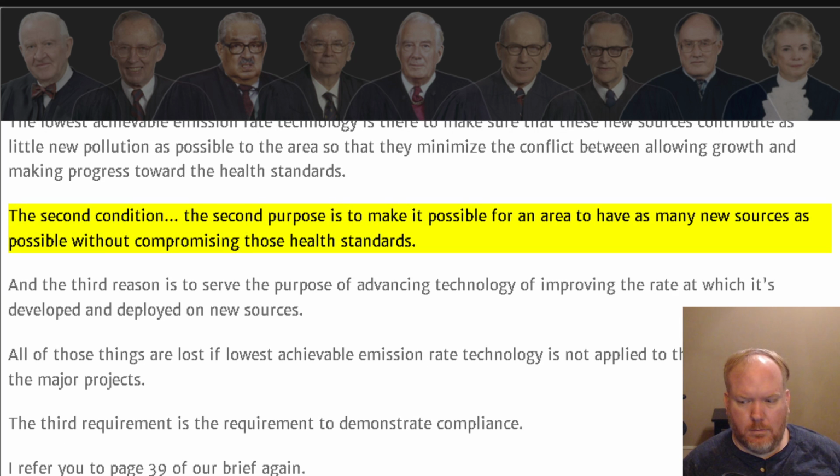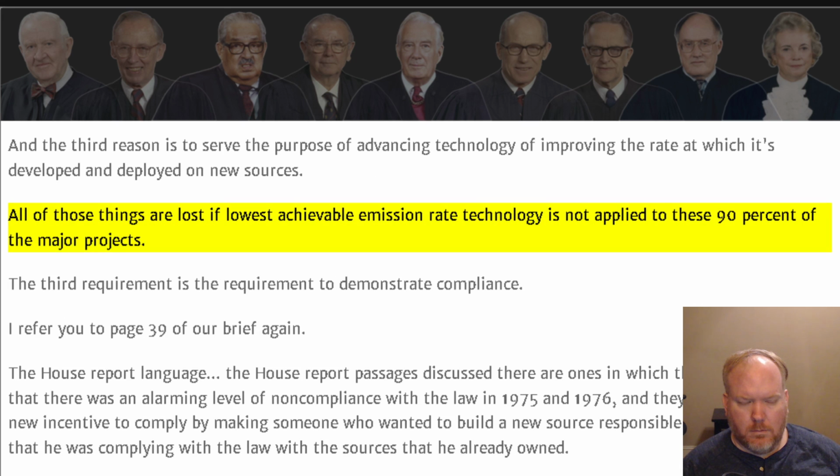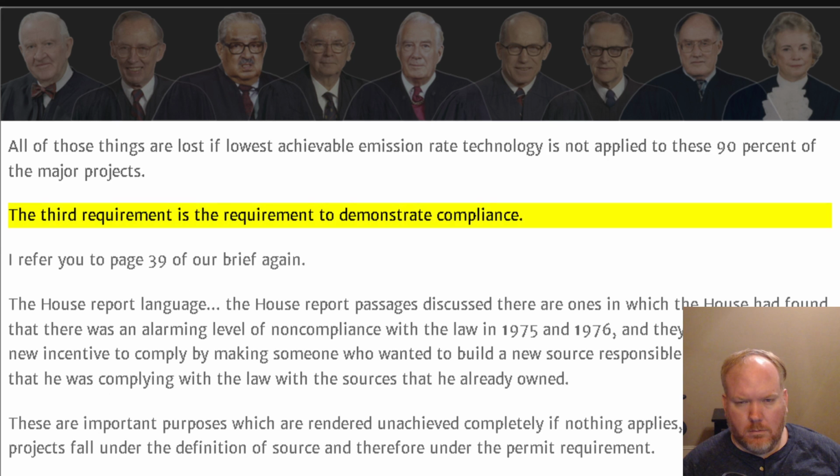The second purpose is to make it possible for an area to have as many new sources as possible without compromising those health standards. And the third reason is to serve the purpose of advancing technology, of improving the rate at which it's developed and deployed on new sources. All of those things are lost if lowest achievable emission rate technology is not applied to these 90% of the major projects. The third requirement is the requirement to demonstrate compliance.